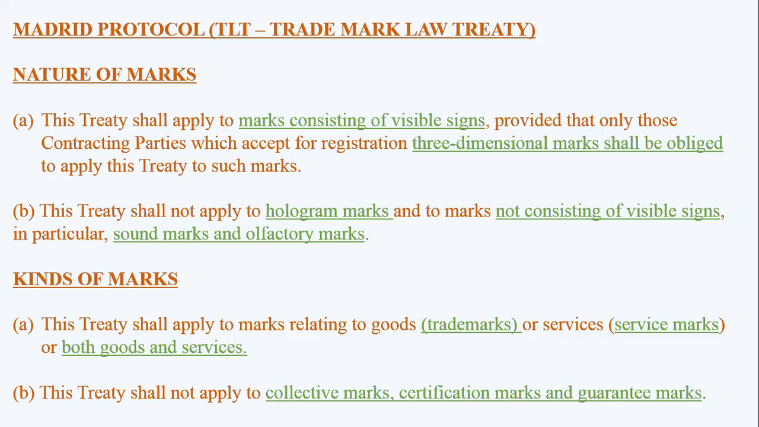Then this treaty shall not apply to hologram marks and to marks not consisting of visible signs, in particular sound marks and olfactory marks. So, hologram marks are one example. These are the marks found on particular jewelries. That can be classified as hologram marks, which will not be covered in our Madrid Protocol.